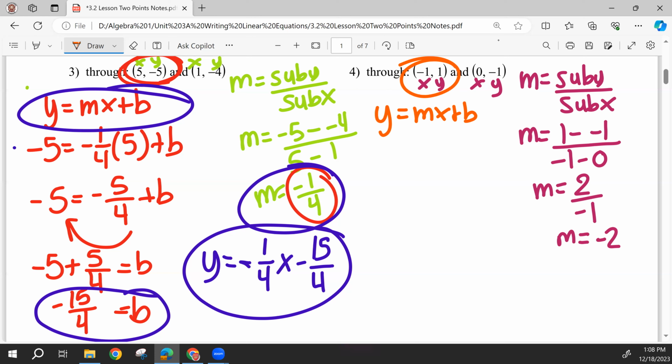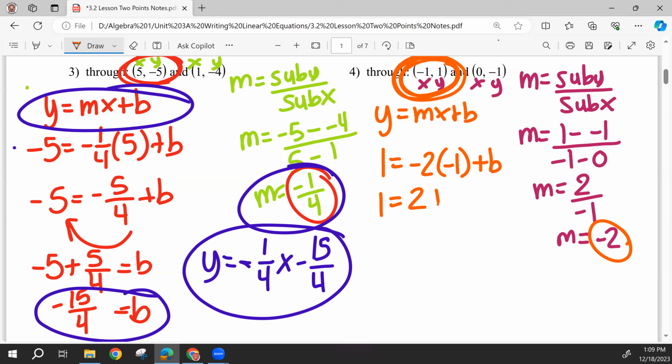I'm going to stay consistent, use my first coordinate. My y value in this coordinate is 1. My slope is -2. My x value in this coordinate is -1. -2 times -1 gives us +2. We're going to move this one over. It's going to become -2. It's changing from addition to subtraction. And we are going to get our intercept to be -1.